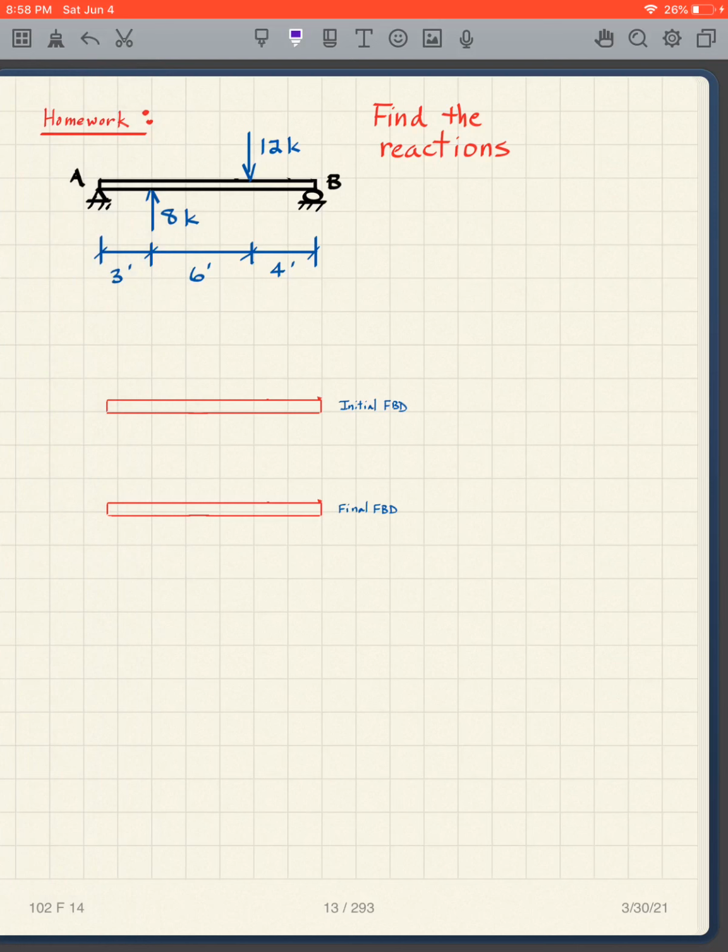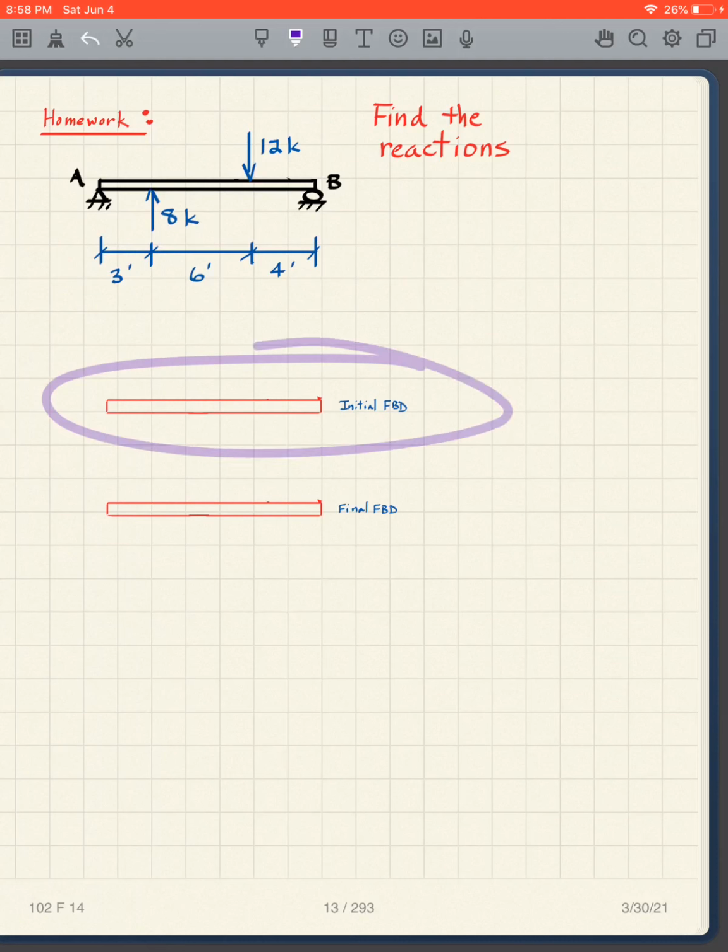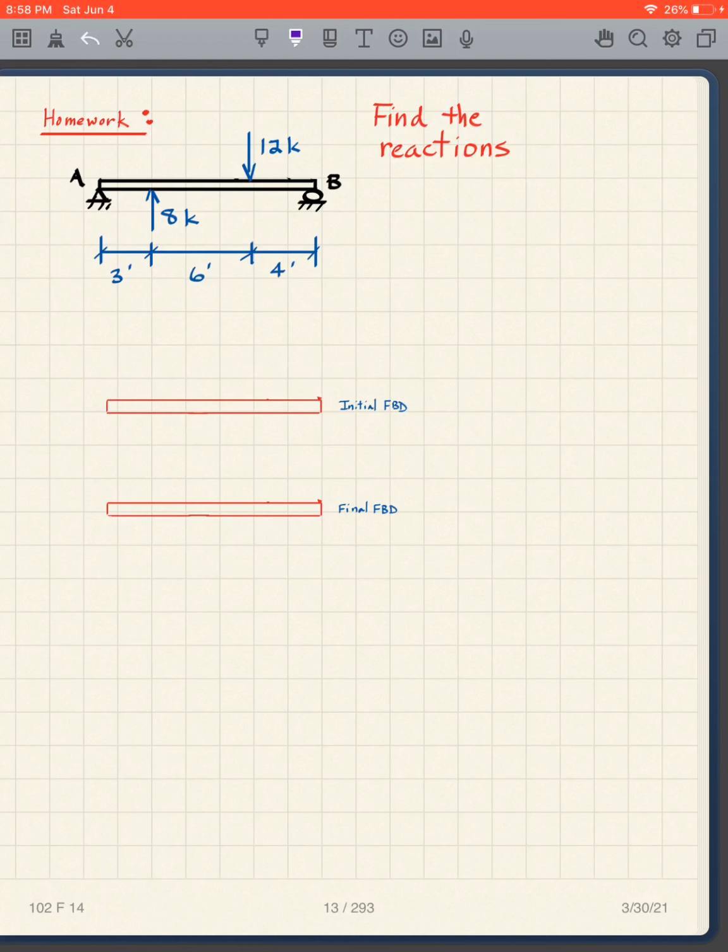Okay, so this is your first homework problem. I want you to follow this method and find the reactions for this beam. In this beam, I've got 12 kips there, I've got 8 kips there, and here are all the dimensions. What you should do is pause the video, and draw an initial free body diagram and a final free body diagram. So pause the video here and do this problem. This is a really important step. Make sure you do the problem yourself.